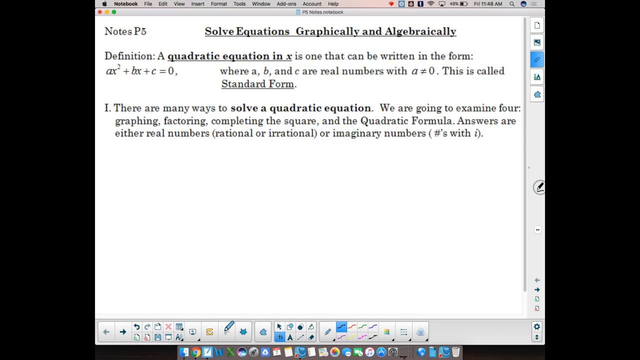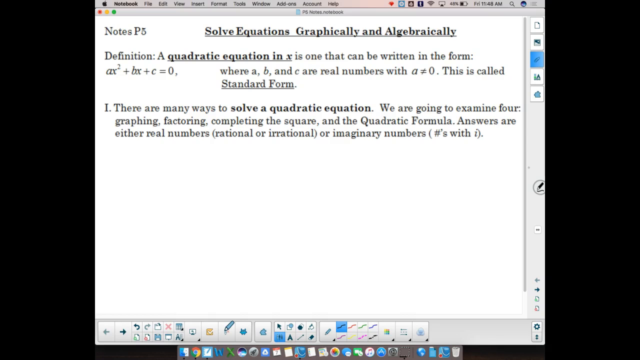And then it's in standard form of a quadratic equation. Now, there are many, many ways to go about solving a quadratic equation. Some of them are graphing, factoring, completing the square, and the quadratic formula. There are a couple of different ones out there, but we're going to focus on those four.